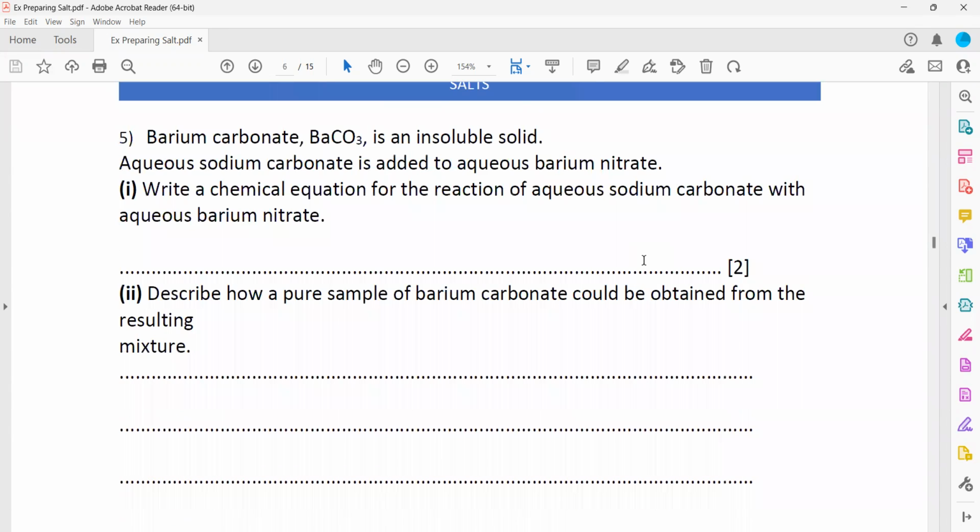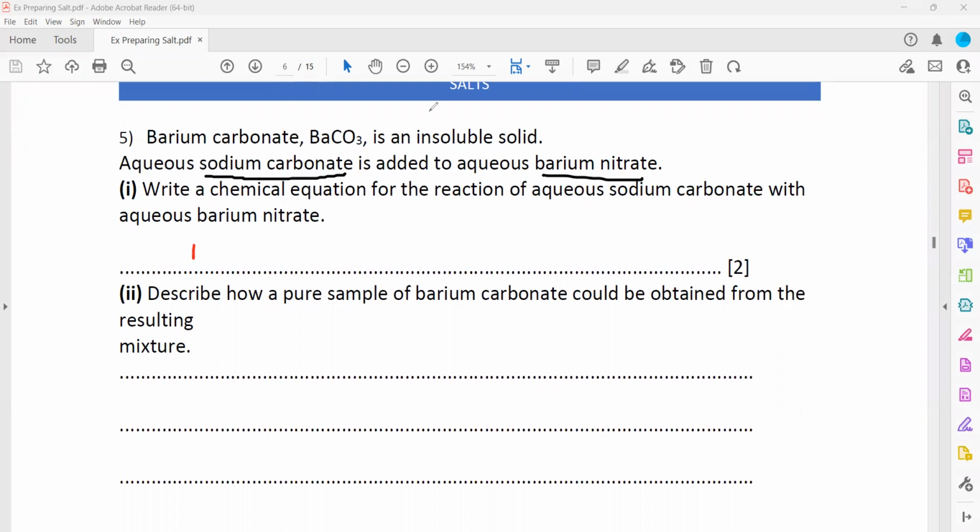Question 5, barium carbonate is an insoluble salt. Aqueous sodium carbonate is added to barium nitrate. So how are insoluble salts prepared? Insoluble salts are prepared by ionic precipitation. So we mix aqueous sodium carbonate with aqueous barium nitrate, like two salt solutions are mixed together.